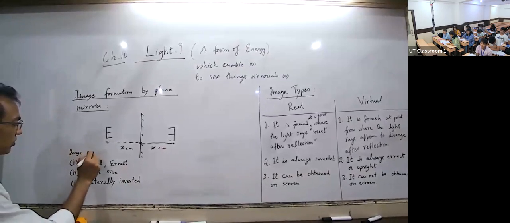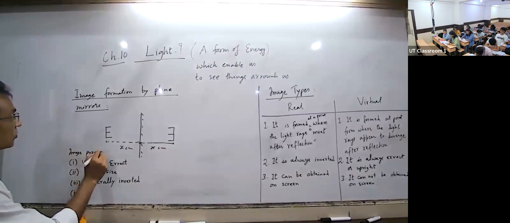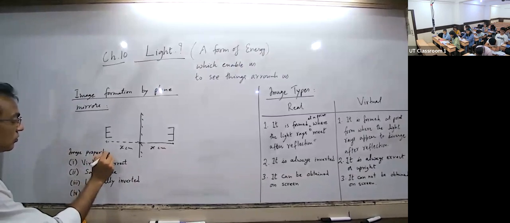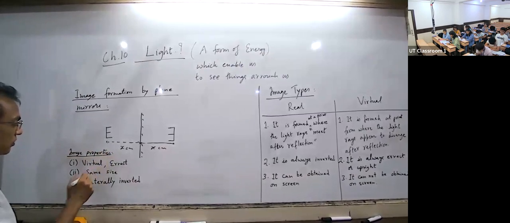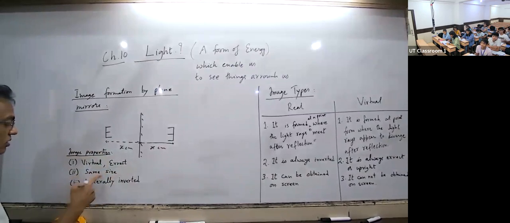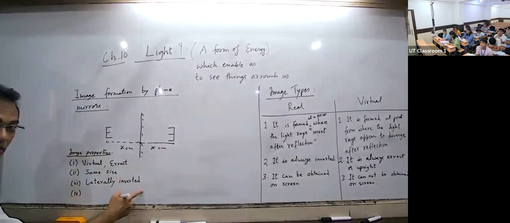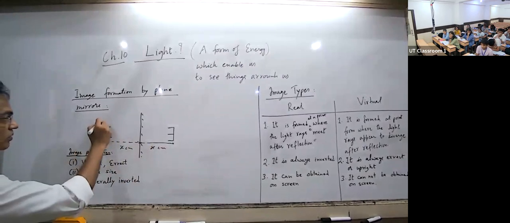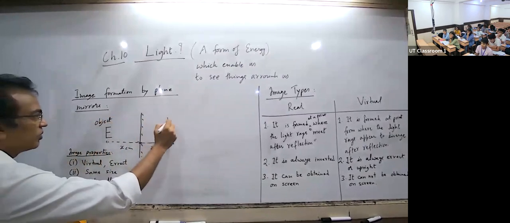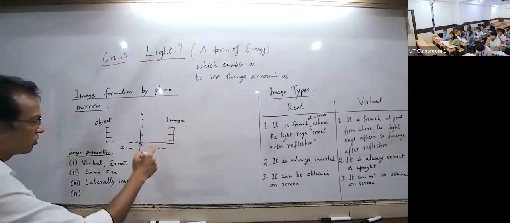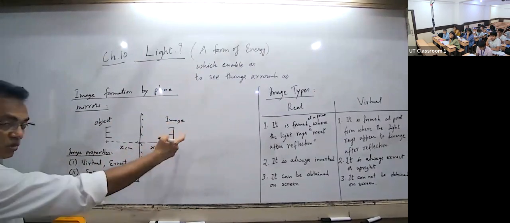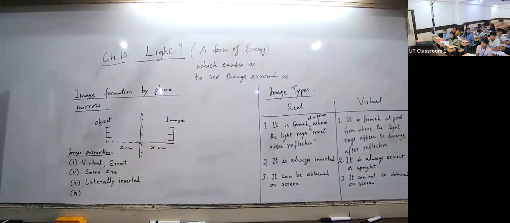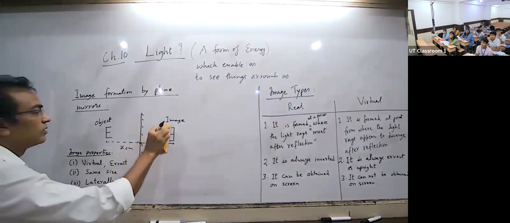So these are the properties of images. Image is virtual and direct. Image is same size. Image is laterally inverted. Okay, all these are related to the image. This is the object. This is the image. All of this is property of the image. Why? Because it is virtual. Very good. Good point. So image should be dotted.